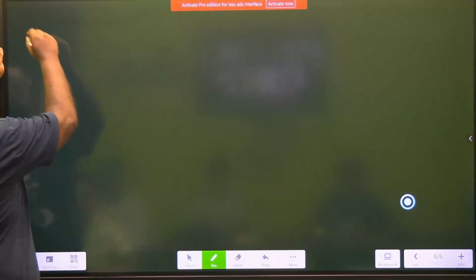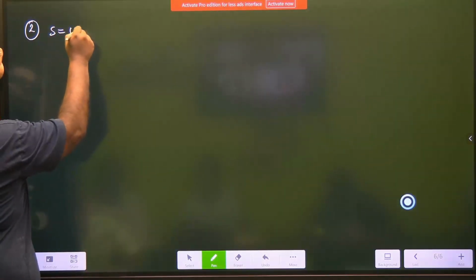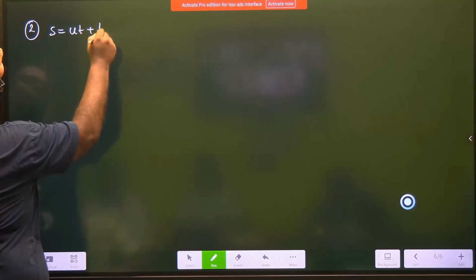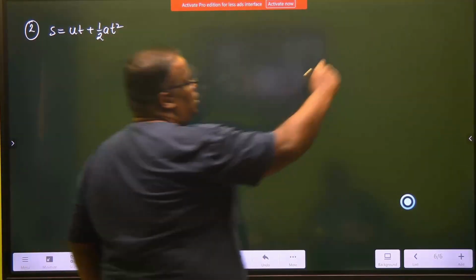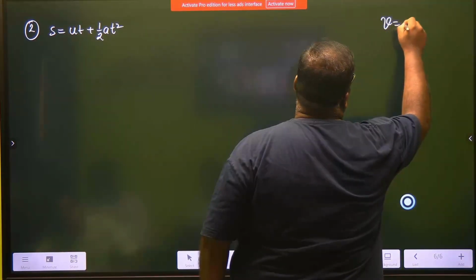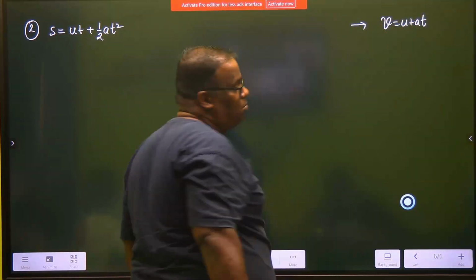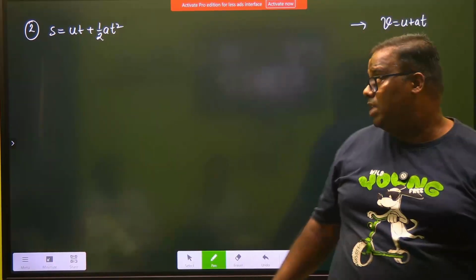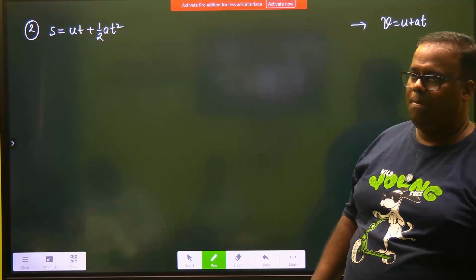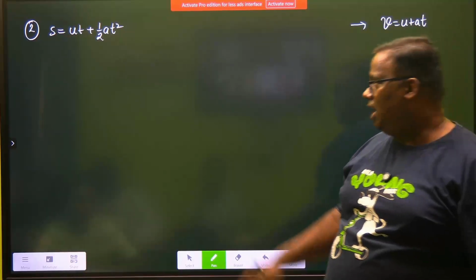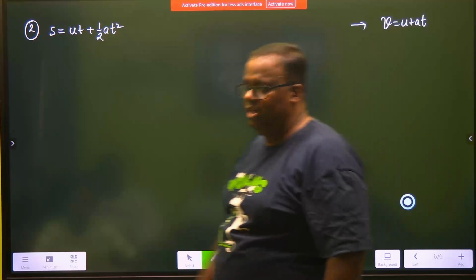चलिए next. Our second equation of motion is given by s = ut + ½at². Now the first equation of motion we did was v = u + at. If you look at the first equation, you will see displacement is missing in this equation. If you look at the second equation, you will see final velocity is missing. हर एक में एक मिसिंग रहेगा. यहाँ फाइनल वेलोसिटी मिस हो रहा है.